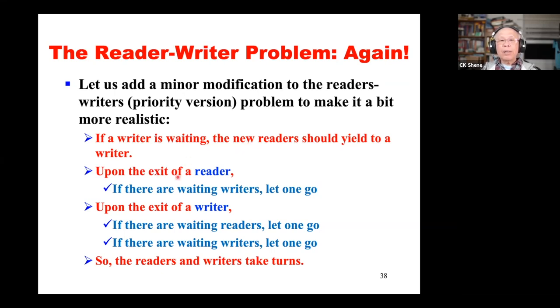So upon exit of a reader, if there are waiting writers, it lets one go, which we have done. Now for the writer part, upon exit, if there are waiting readers, let one go. If there are waiting writers, let one go. We also did this in the previous version. So what we need to implement is this part. If a writer is waiting, a new reader should yield to the writer. In other words, a new reader must ensure that no writer is writing. In this way, the readers and the writers take turns. Hopefully you study this slide carefully before we continue.